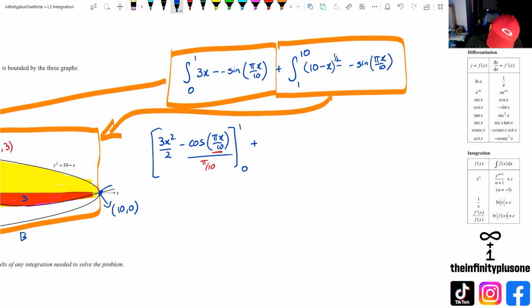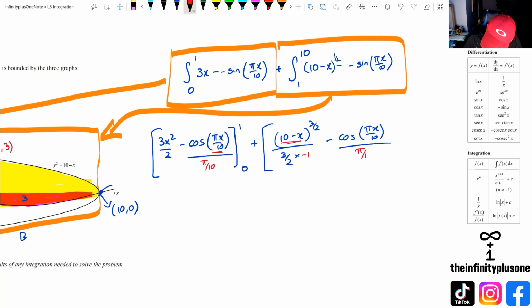Got to do a little bit of reverse chain rule there. So what that's going to be is 10 minus x to the power of 3 over 2, divided by 3 over 2. And we've also got to multiply by the differentiation of whatever this bracket is, which is negative 1, reverse chain rule there. And we've also got the same cos thing that's going to happen as well. So it's going to end up with negative cos pi x over 10 divided by pi over 10, which is the differentiation of whatever this bracket is. And that's between 10 and 1.